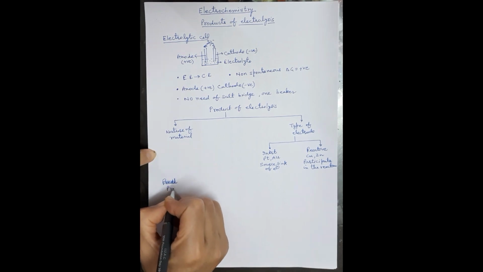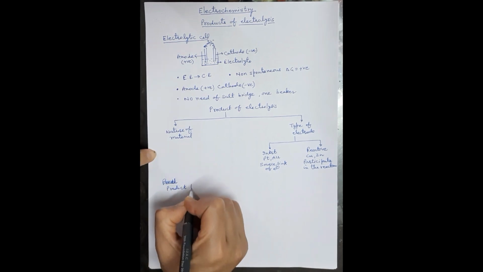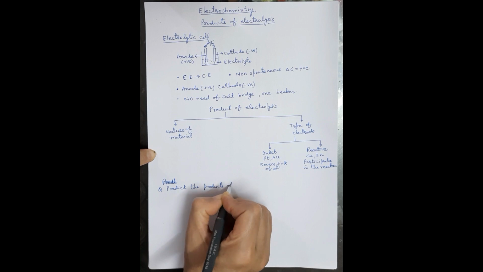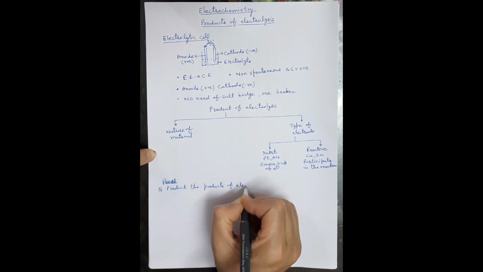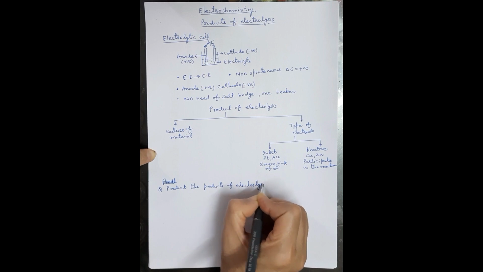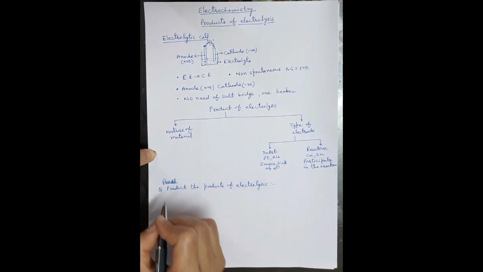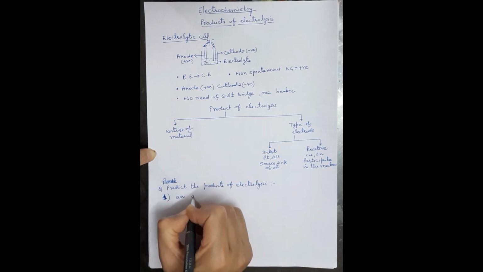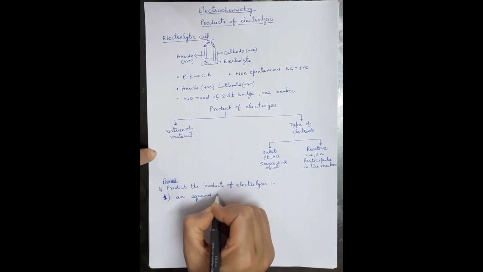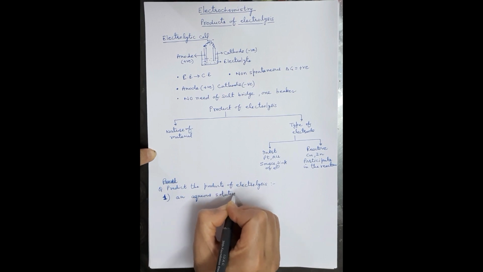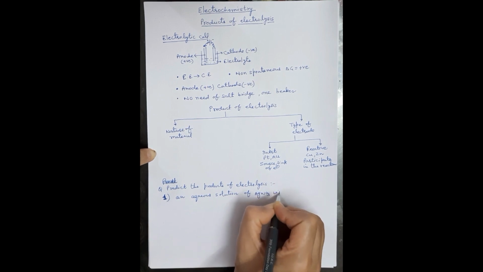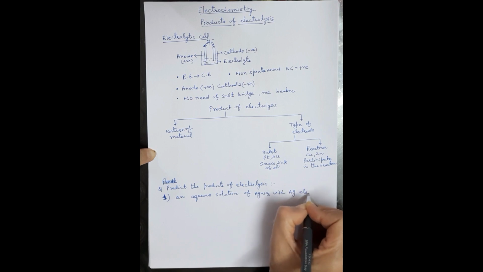Now the question is, predict the products of electrolysis in the following cases. I'll take 5-6 examples. Like the first one, this is the first case, when an aqueous solution of silver nitrate is electrolyzed with silver electrodes.